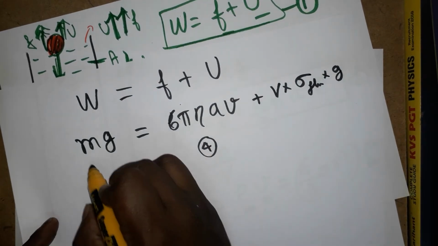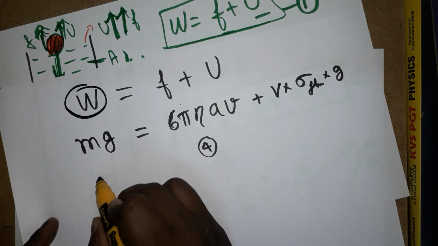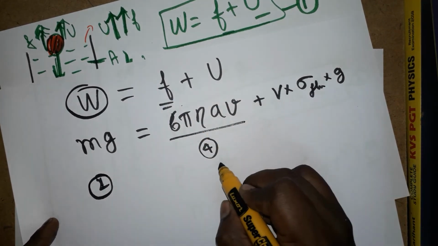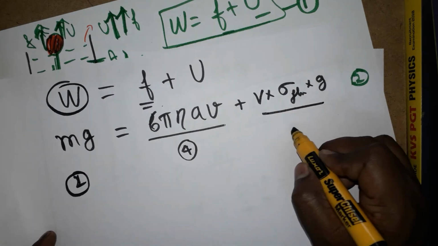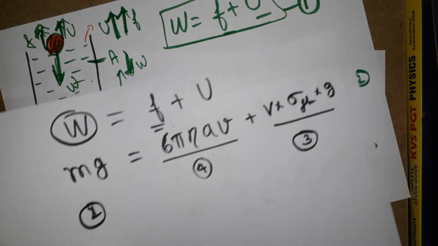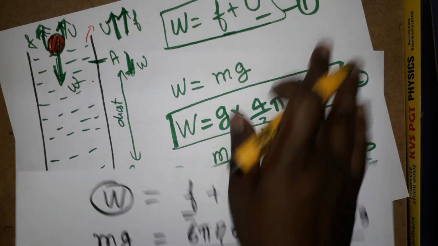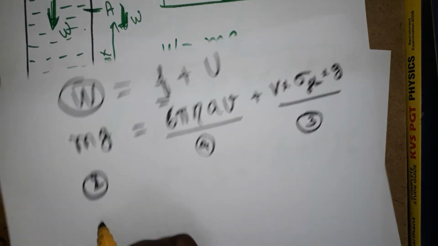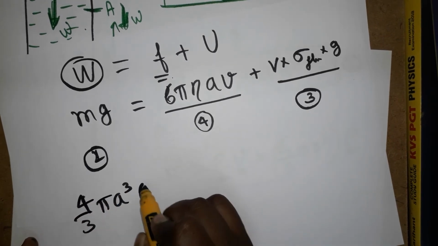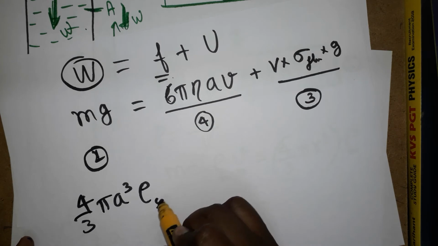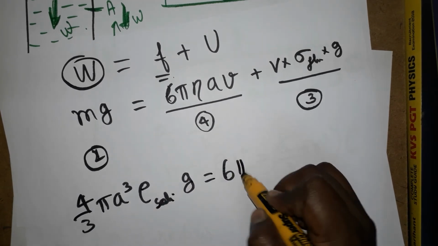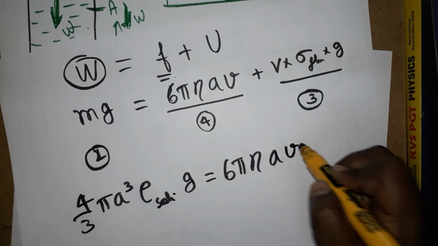Now I am substituting in this place. Instead of weight I am going to substitute equation number 2, instead of friction force equation number 4, and instead of upthrust force equation number 3. So first, instead of writing weight, you can write 4 by 3 pi a cube, the solid density, into gravity, is equal to 6 pi eta a v. V is the terminal velocity, I'll explain what terminal velocity is.